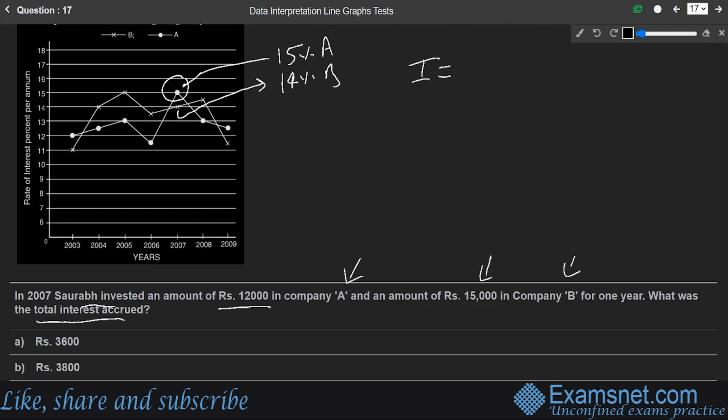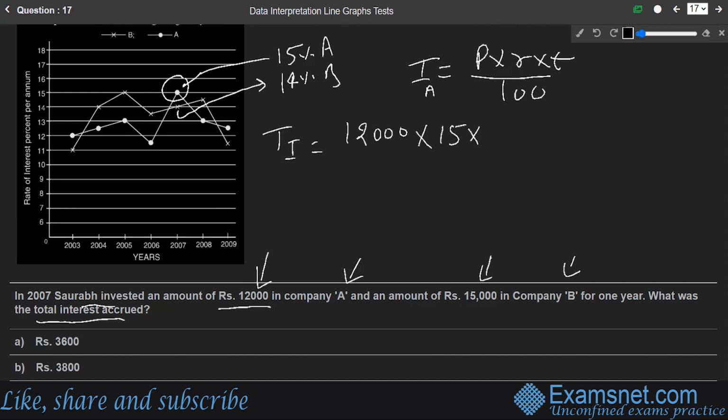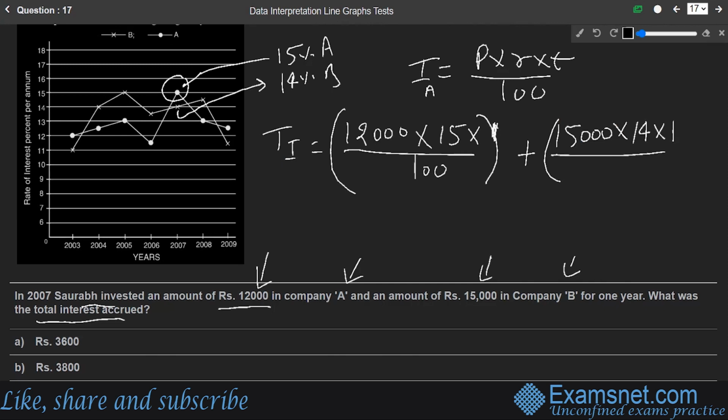Interest, the simple interest, can be found by principal into rate into time over 100. This is the simple interest formula. So we'll have to find this interest for A, find this interest for B, and then add. This is the process. So total interest will be the interest received from company A, that is principal, obviously 12,000 as given, into, for company A the rate of interest is 15%, into time, it is invested for 1 year, so the time value is 1, over 100. This is the interest earned from company A, plus the interest earned from company B. The principal amount is 15,000 into the rate in company B, 14, into time value 1, over 100.